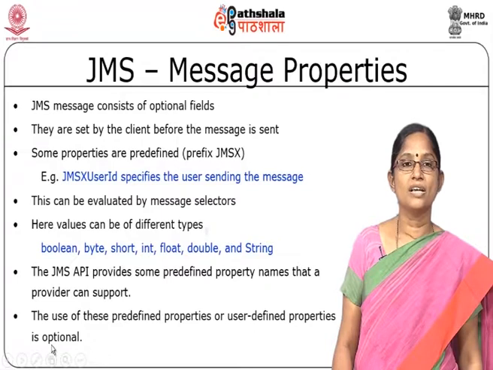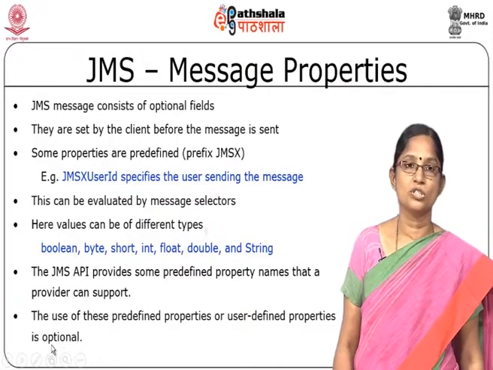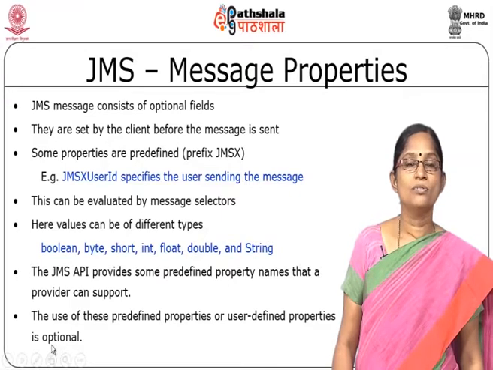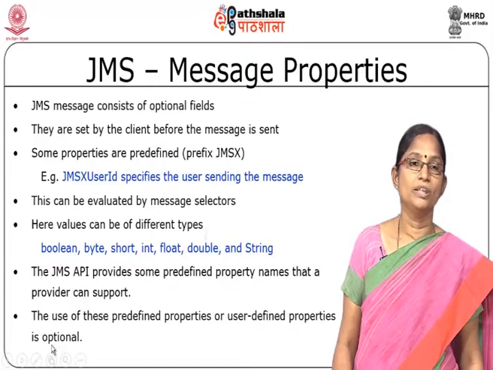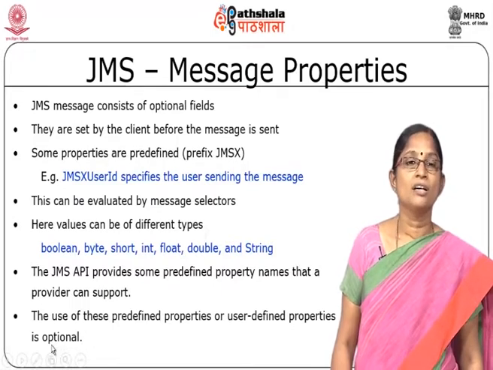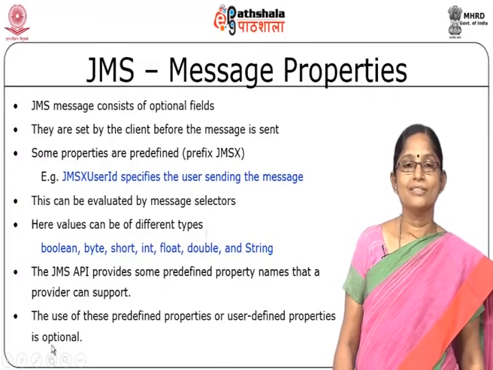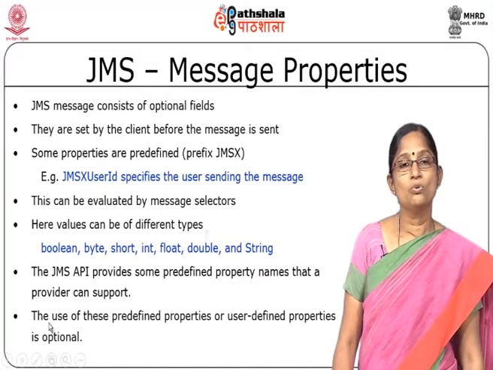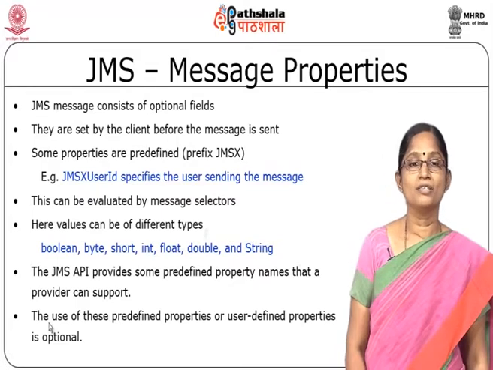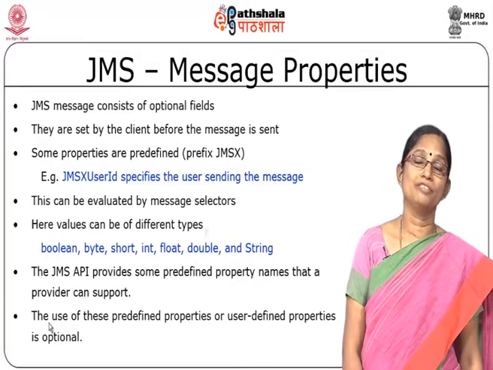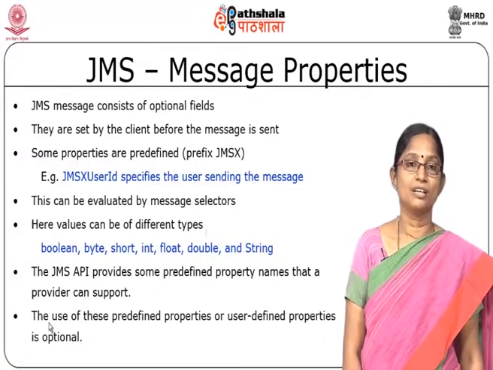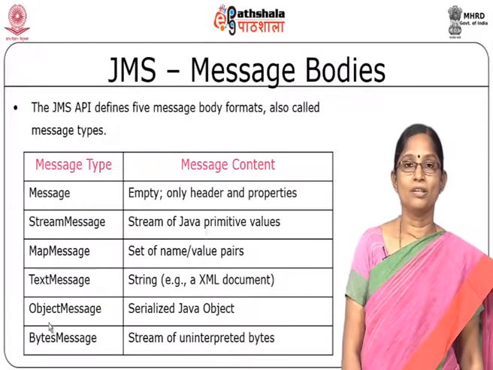For example, JMSXUserID specifies the user sending the message. And the values used in the properties can be of different types, either boolean, byte, short, int, float, double, string, anything can be used. Then some predefined properties can also be used, but generally we would say that both predefined properties and user defined properties are supported and they are optional. This is about message properties.